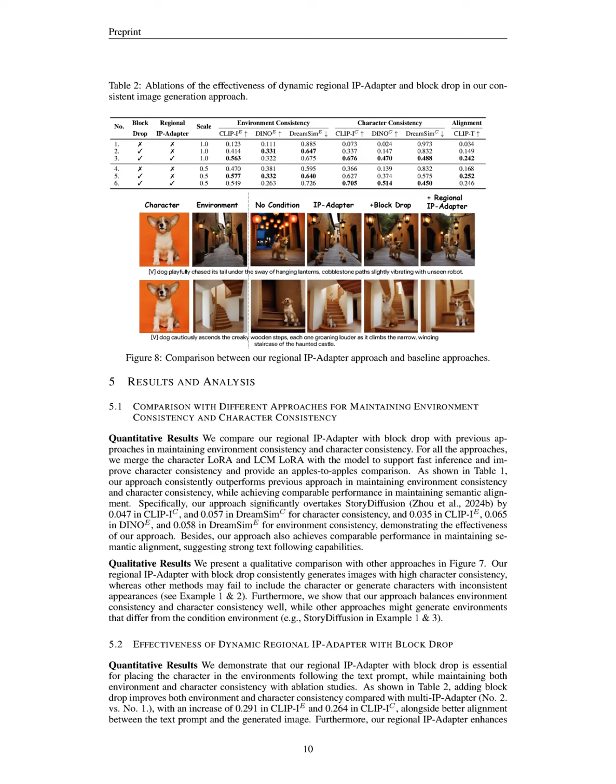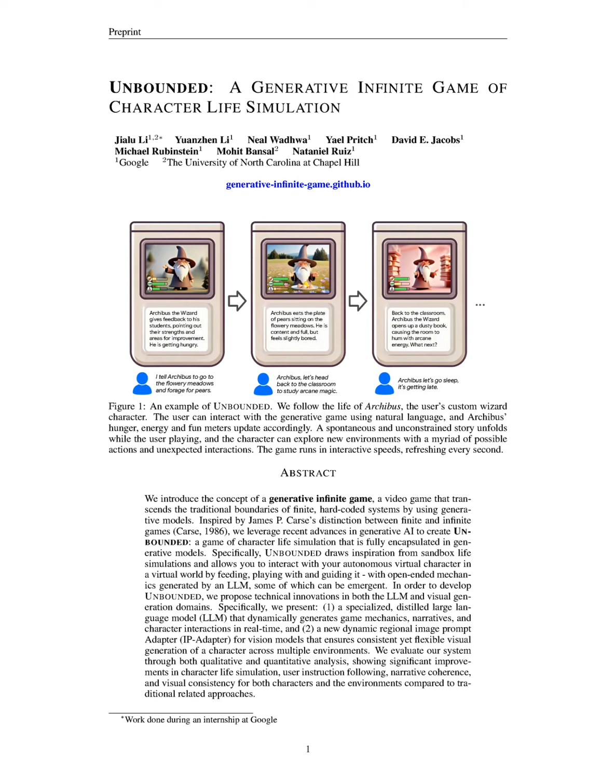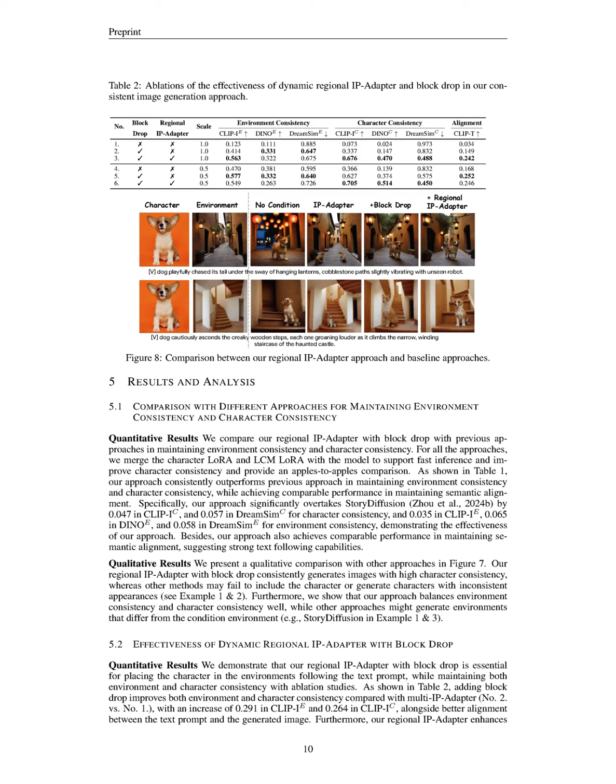Unbounded achieved significant advancements in character and environment consistency, outperforming previous methods such as StoryDiffusion. Specifically, it demonstrated improvements of 0.047 in CLIP-I·C and 0.057 in DreamSim·C for character consistency, and 0.035 in CLIP-I·T, 0.065 in DINO·C, and 0.058 in DreamSim·C for environment consistency.